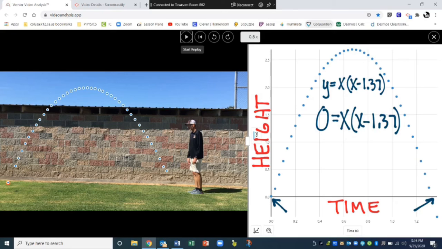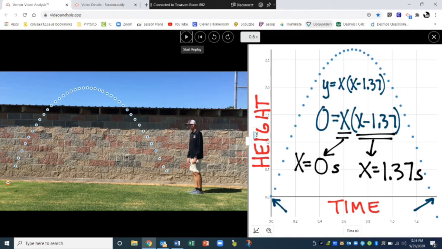And this is an equation that is in factored form. And I can use the zero product property to solve this equation. So we know that this x in front of the parentheses is going to give us an answer of x equals 0 seconds. And this part of the equation is going to give us an answer of x equals positive 1.37 seconds. So in the problem on the screen, it asks us to find the roots. Those are called the roots of that equation.